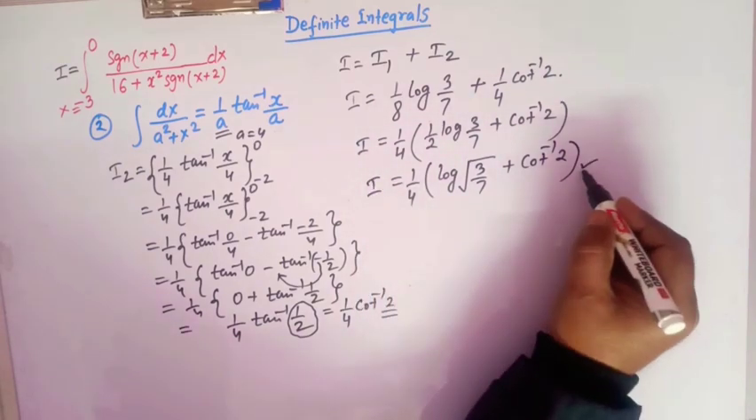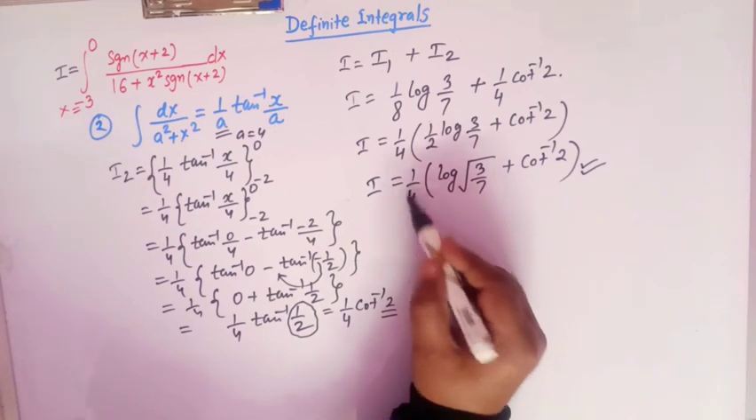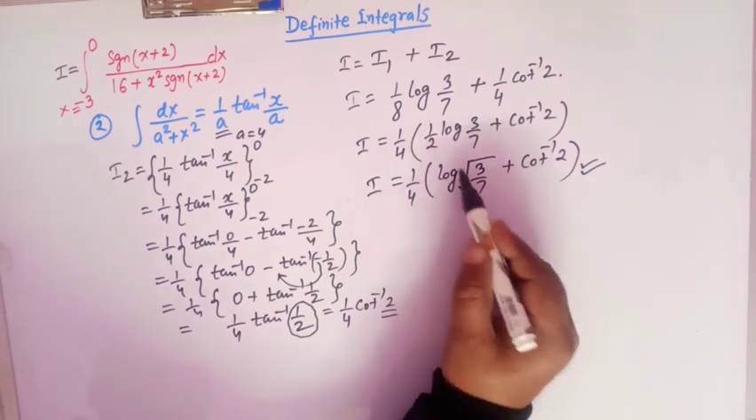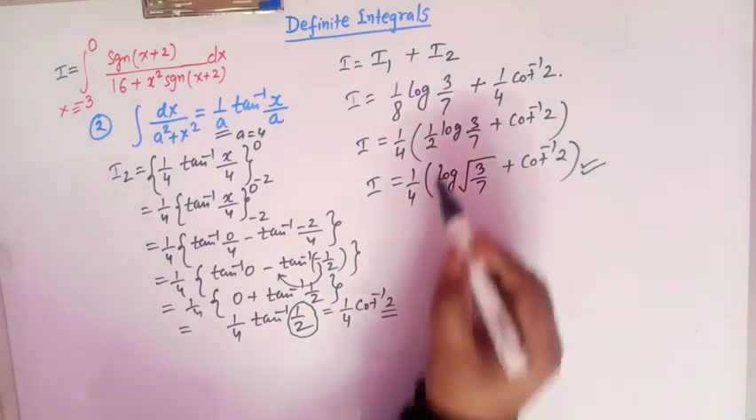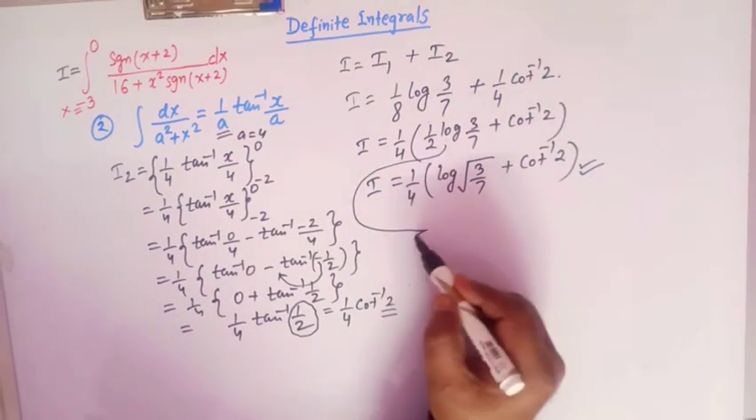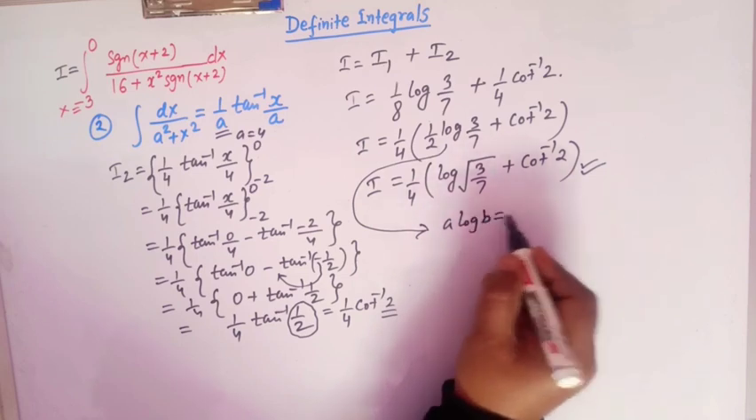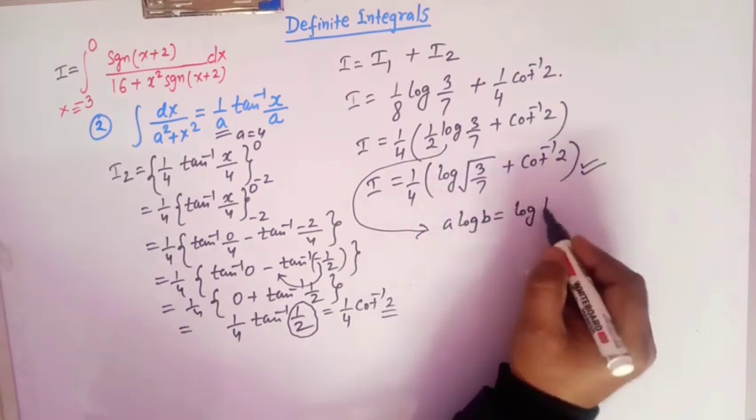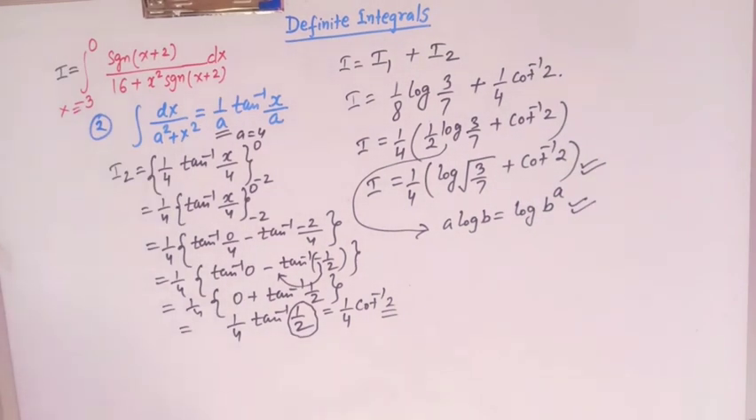So the value of this given integral is 1 over 4 times log of square root of 3 over 7 plus cot inverse 2, and here we have used the result that a log b is equal to log of b raised to a. So this is how we solve this problem.